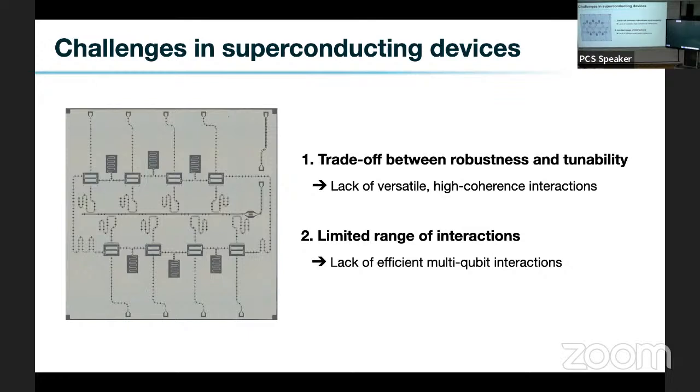Can you define the robustness? Robustness can be understood as the coherence time. As I told you, the fixed-frequency architecture has a longer coherence time. So it's protection against decoherence. What about fidelity? Fidelity of gates. Those two properties go along with each other. Higher coherence time generally gives higher fidelity, because recently most quantum gates are limited by the coherence time.